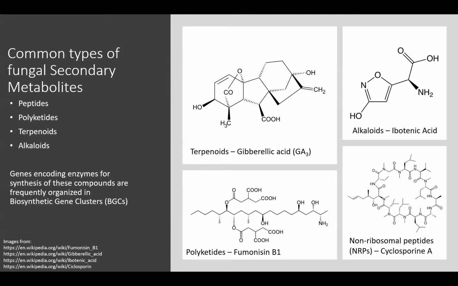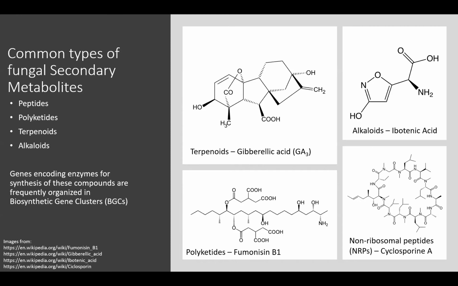A good example of this is gibberellic acid, which most people are familiar with as a plant signaling hormone, but it's also produced by some fungi like the rice pathogen Gibberella fujikuroi, which is actually the namesake for the compound. And then there are alkaloids, which are nitrogenous compounds, typically having some pronounced physiological effect on humans. One fungal example would be ibotenic acid, which is the main psychoactive component of Amanita muscaria.